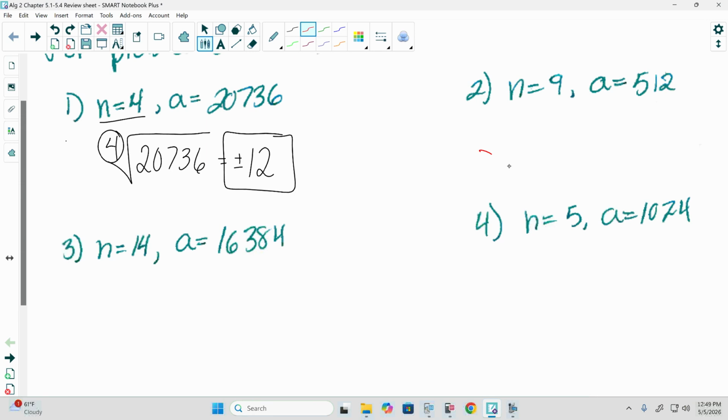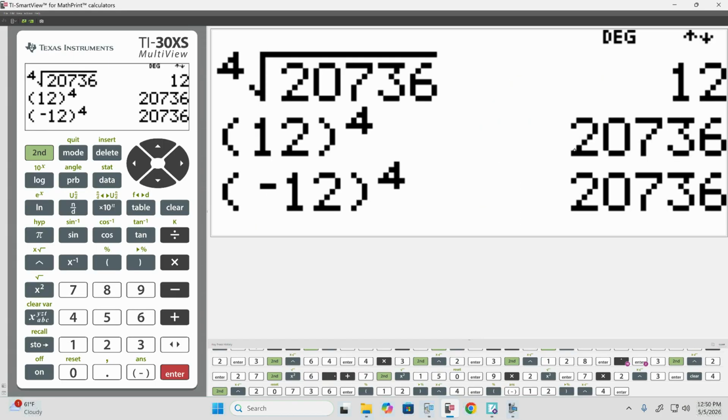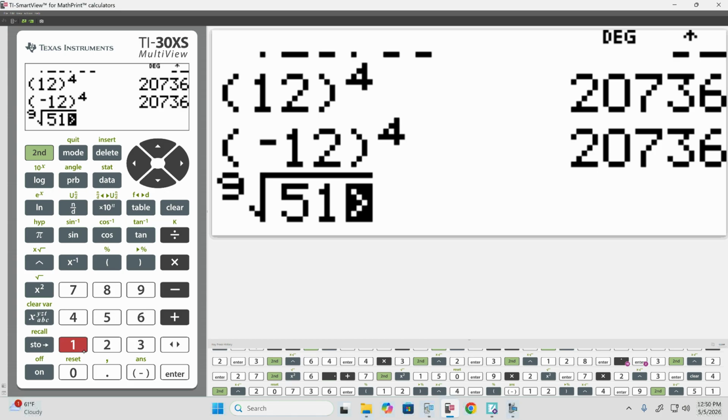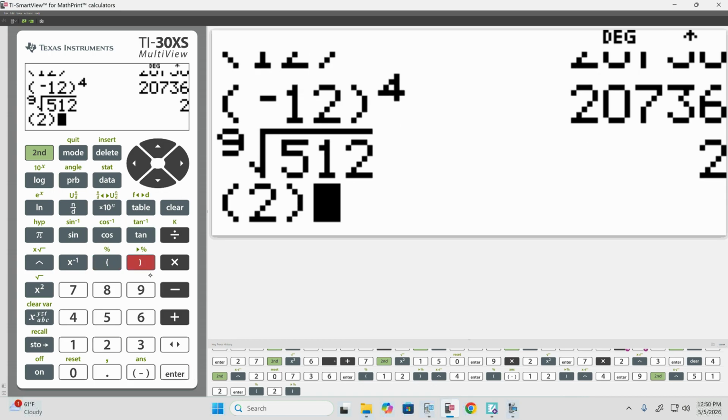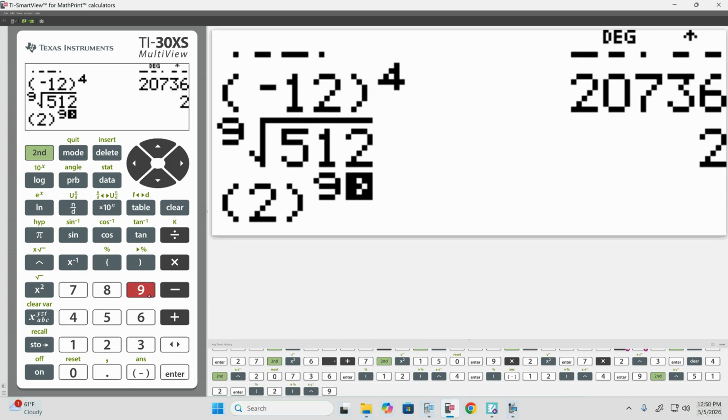Number 2, we're looking for the ninth root, since n is 9, of 512. We're trying to figure out what times itself 9 times is 512. Again, first thing I would do is just plug the ninth root of 512 in the calculator, and it tells us it is indeed 2. Which means, if we wanted to verify that, we could just do 2 to the ninth. We can go the other direction. And 2 to the ninth is indeed positive 512.